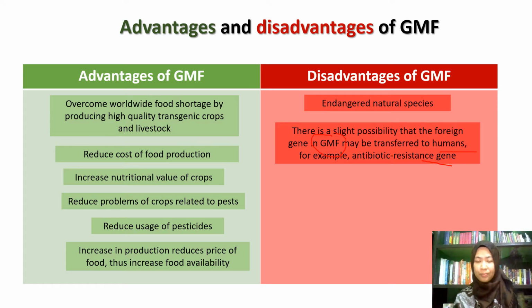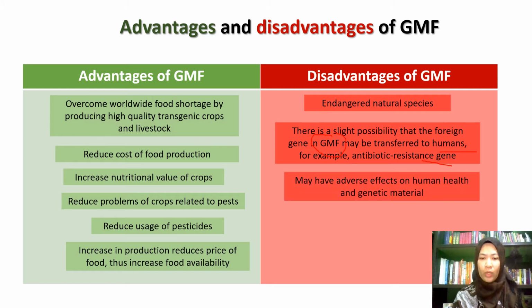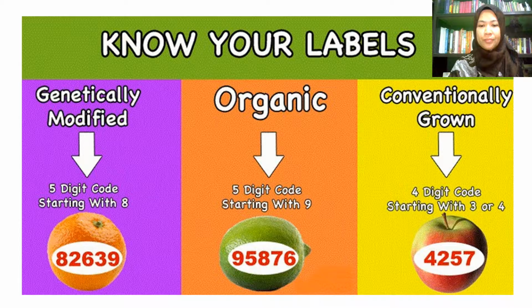So kita makan makanan yang memang ada antibiotik dimasukkan ke dalam GMF tersebut. Jadi ada kebarangkalian untuk masuk dalam badan manusia. Okay, and adverse effects on human health and genetic material. So long-term effect still unknown, tapi memang memberi kesan kepada kesihatan termasuklah kandungan genetik yang ada dalam badan manusia.